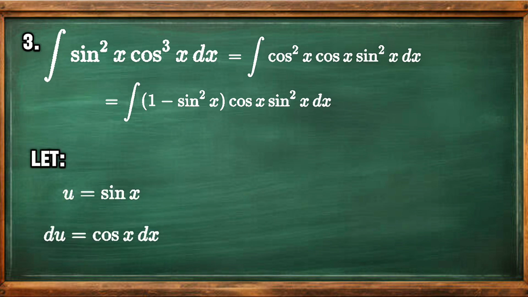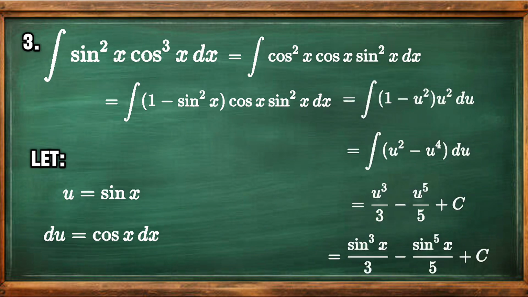Letting u is equal to sine x, then we get du as cosine x dx, which lets us replace the variables. The integral becomes the integral of (1 minus u squared) times u squared du, which expands to the integral of u squared minus u raised to 4 du.